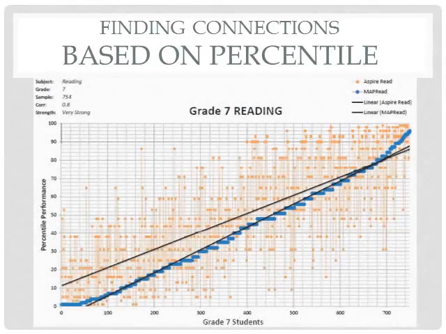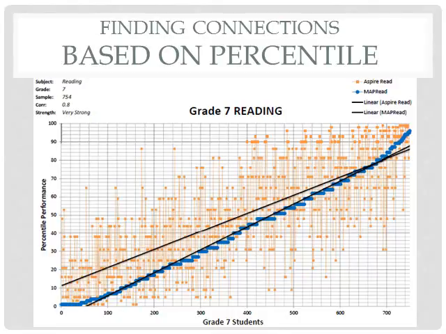So the students included in these correlations, they all are student-to-student comparisons. They all tested the same subject on MAP and Aspire, and we're going to look at how closely they align. This group is the reading group for grade 7. I had 754 students in 7th grade last year who tested both reading in Aspire and reading in MAP. The mathematical correlation between their scores is a 0.8, which is very strong.